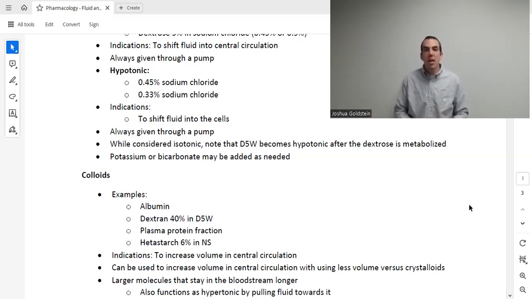Next, we have hypotonic solution. Hypotonic solution, we have a few different examples. Most common being half normal saline, 0.45, that's half of 0.9. So half normal saline, or we have a third normal saline. We have a quarter normal saline, etc. So all of these fluids are hypotonic.